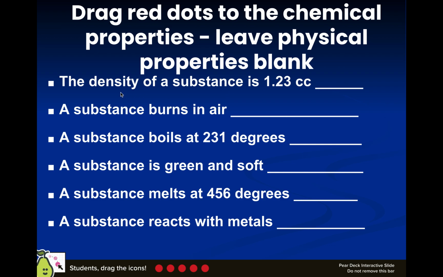All right, density, we said is physical. You don't have to change it. Burning, well, that's changing, so that's chemical. Boiling is physical. It's still H2O if it's steam or water. If you see that it's green and soft, you don't have to change it, so that's physical. Melting is also physical. And react is one of those keywords that we said is chemical.